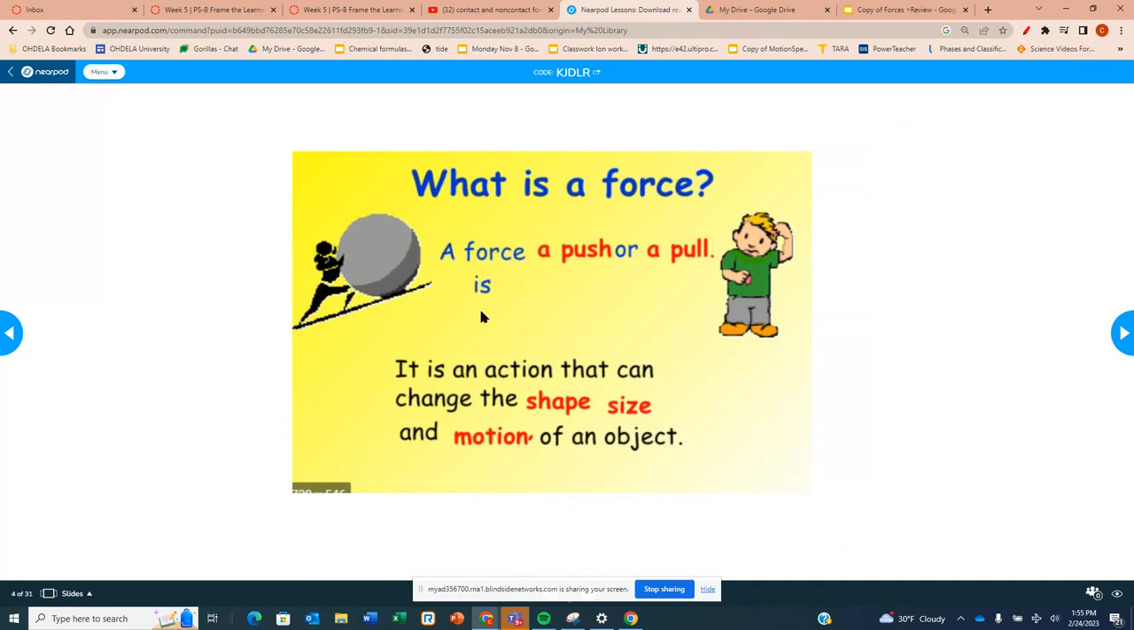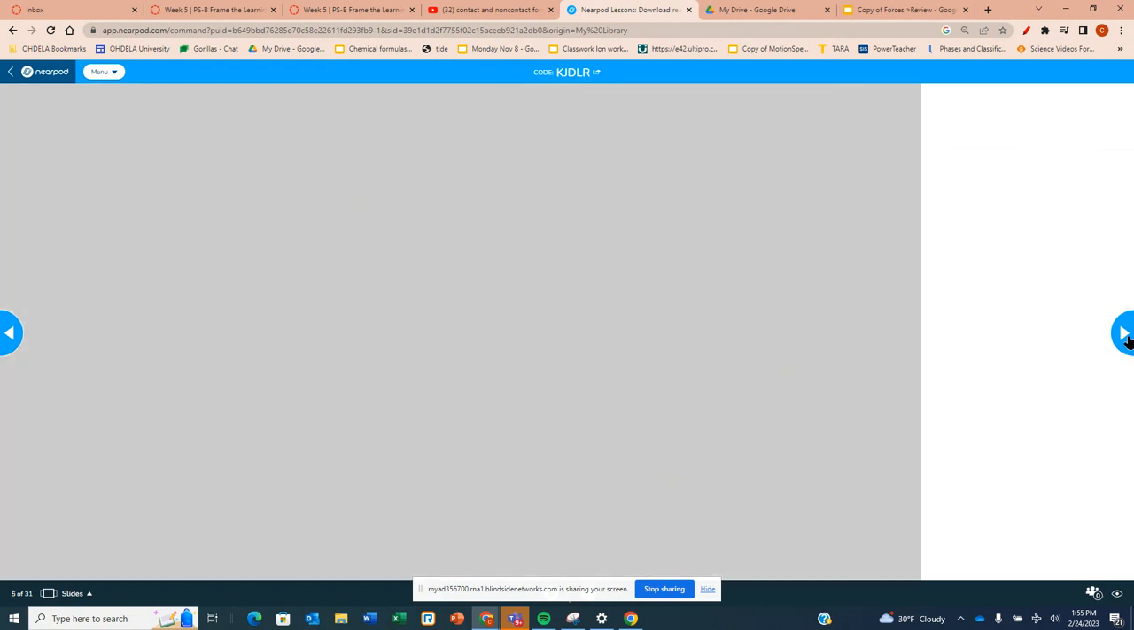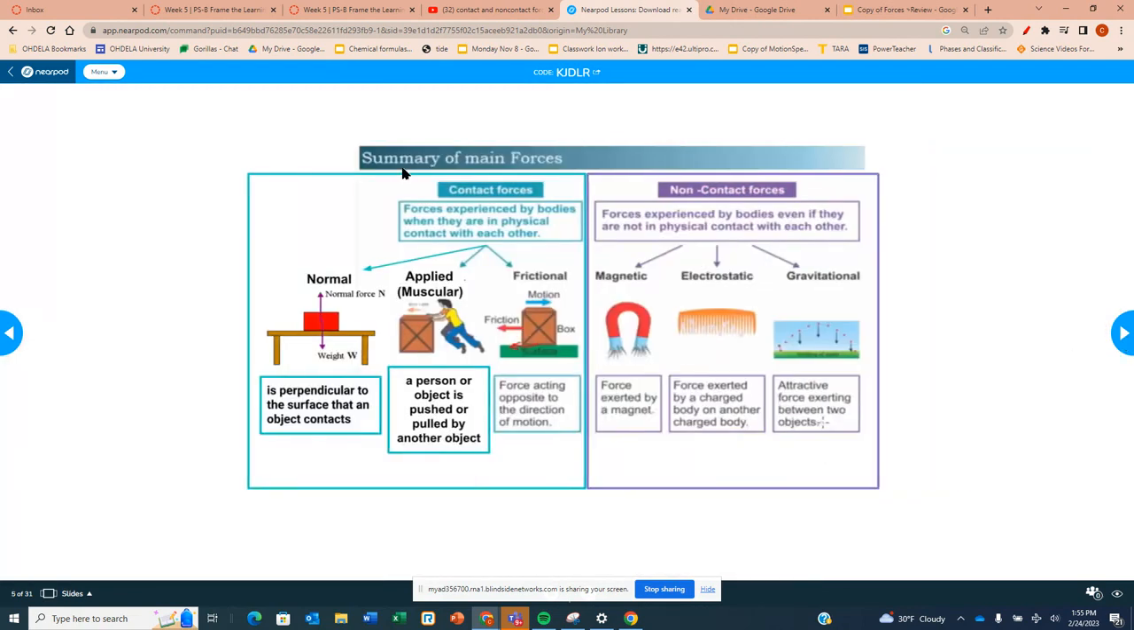So a force is a push or a pull, and the action can change the shape, size, or motion of an object. So there is a normal force. It's perpendicular to the surface, because remember we call this support. All right, so the table is supporting; the normal force is pointing up, perpendicular to the weight.